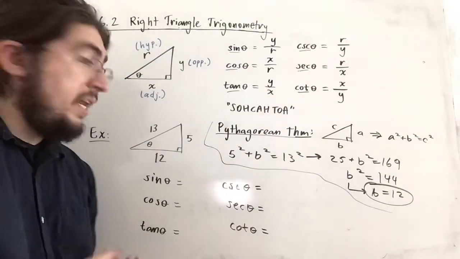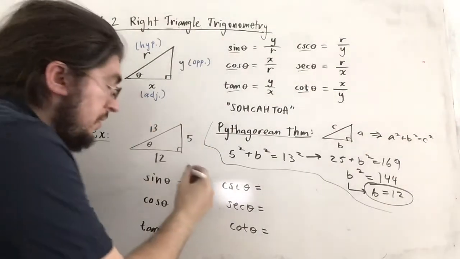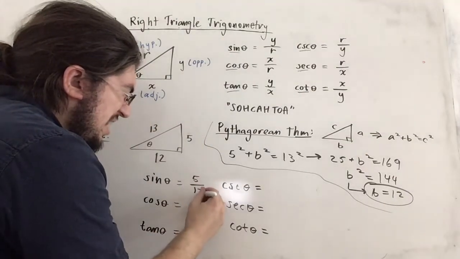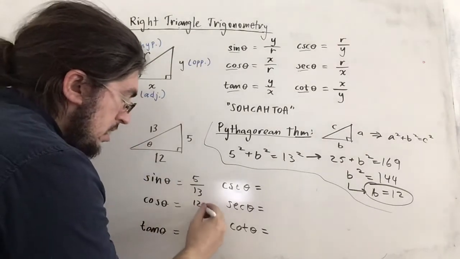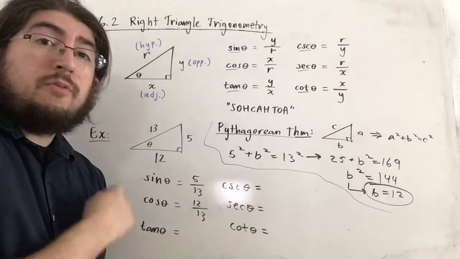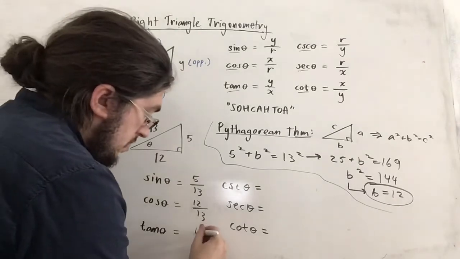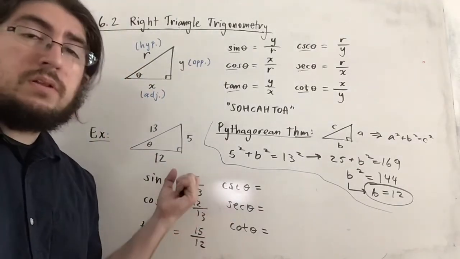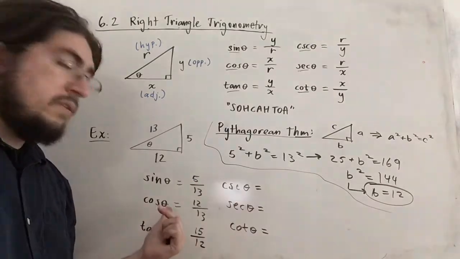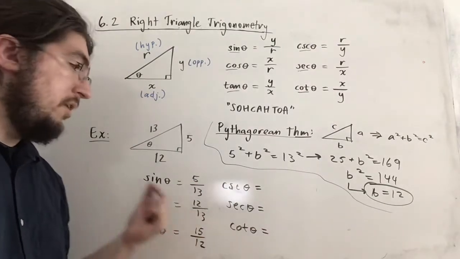Now, sine of theta is going to be, again, opposite over hypotenuse, so it's 5 over 13. Cosine is adjacent over hypotenuse, so it's 12 over 13. And tangent is opposite over adjacent, which is 5 over 12. Perfect. Cosecant is just the reciprocal of sine. Secant is the reciprocal of cosine, and cotangent is the reciprocal of tangent.